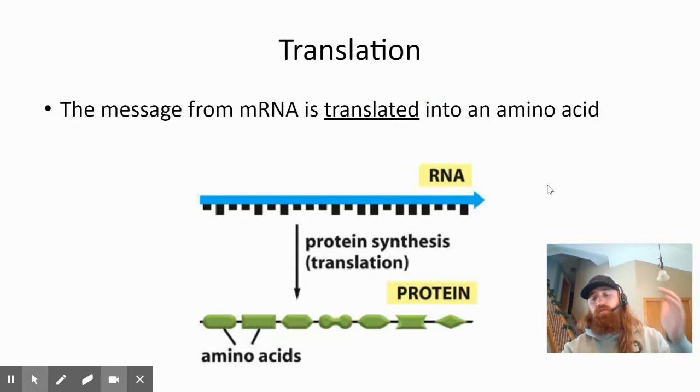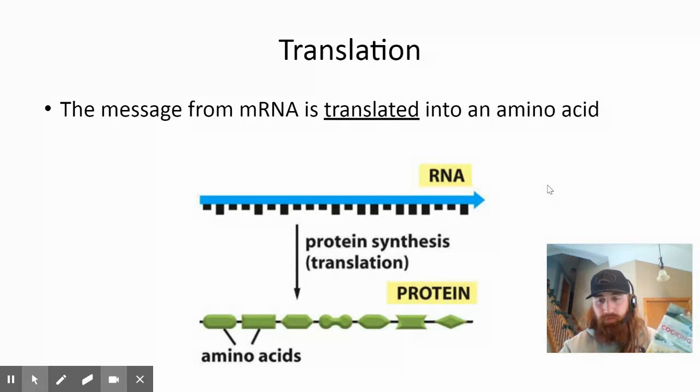The first thing you need to write down: translation is when the message from mRNA is translated into an amino acid. Now, how do we get those amino acids? We're going to use something called a codon chart, and I'm going to show you that a little bit later. But for the people that don't know about this cookbook, let me tell you.